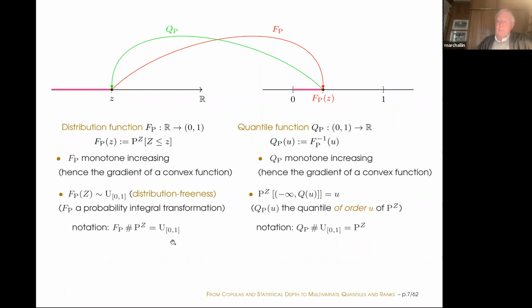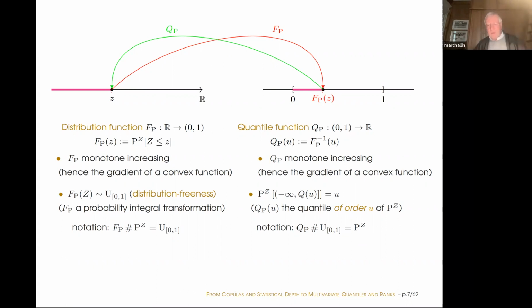Now we will borrow from measure transportation a very convenient notation, and we will say that F is pushing P forward to the uniform over (0,1). This is the notation used in the theory of measure transportation, and it just means that if Z has distribution P, then F_P(Z) has distribution U. So you map Z to the unit interval by using the distribution function F_P, and you obtain something uniform over (0,1). Similarly, Q is pushing the uniform (0,1) forward to the original distribution P.